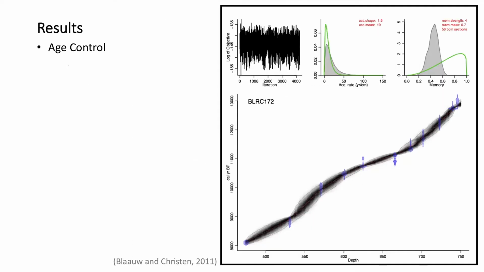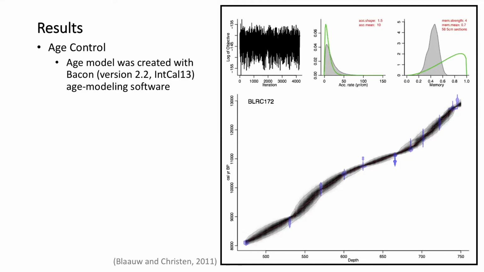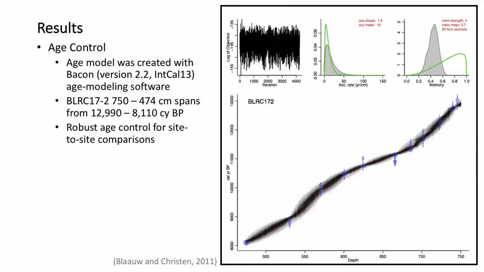An age model was constructed using the calibrated samples and Bayesian statistics with Bacon version 2.2 age modeling. The age model indicates that the subsection from Barley Lake, 750 to 474 centimeters, spans 12,900 to about 8,100 calendar years before present. And so we have robust age control for site-to-site comparison.